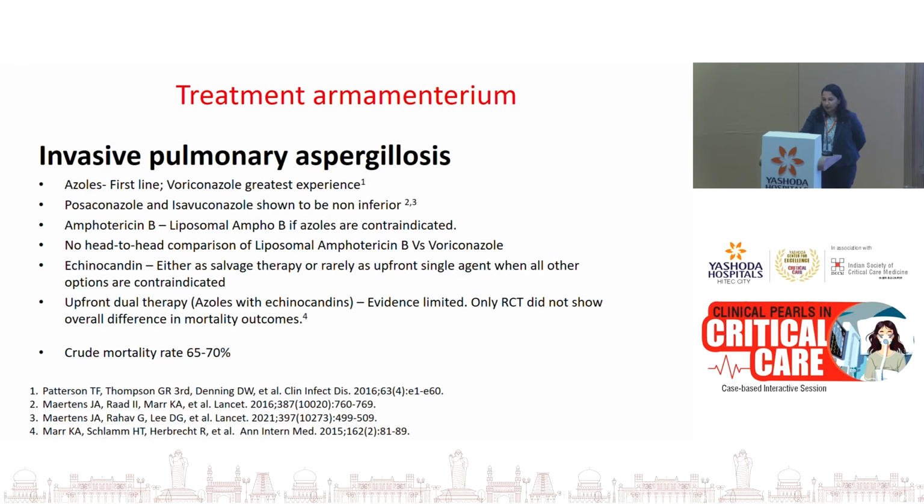In the treatment armamentarium, we have with us the azoles, being the first line of treatment, and amphotericin B if azoles are contraindicated. And as I said, if it is aspergillus terreus, it should not be given as it is intrinsically resistant. There are no head-to-head comparisons between liposomal amphotericin B and voriconazole. Echinocandins may be rarely used if the other things are contraindicated, or as a salvage therapy. And the crude mortality rate of invasive pulmonary aspergillosis is pretty high, ranging to about 65 to 70%.